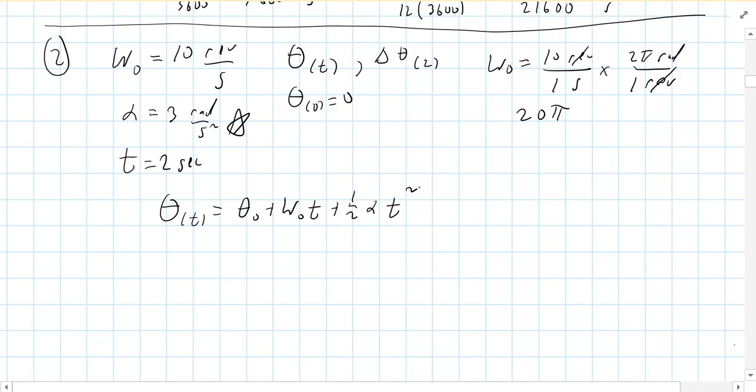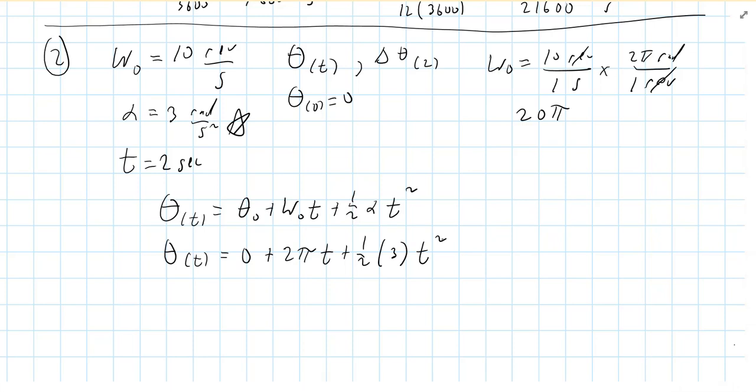Okay, and basically we have all this stuff, right? Theta is 0 plus omega naught is 20 pi times t plus 1/2 alpha is 3, and then we have our t squared. So that is theta as a function of time, okay? And then to get delta theta, well, since theta naught is 0, delta theta simply is theta, okay? So theta at 2 seconds, well, you just plug in your 2 for time there and there.